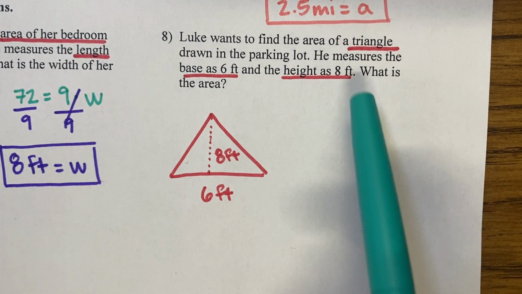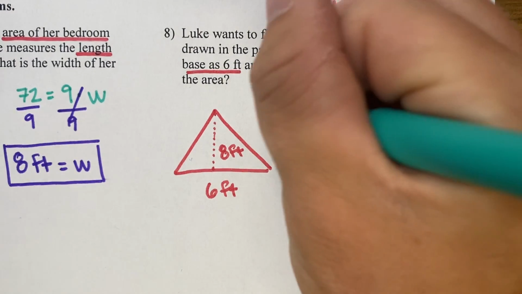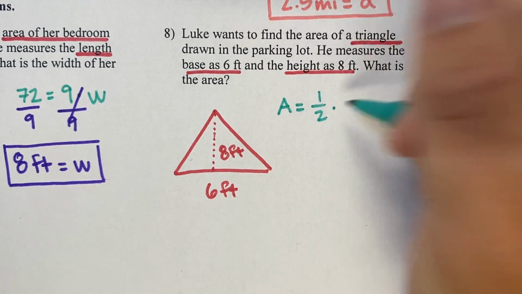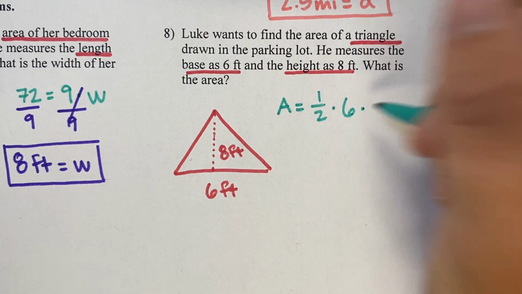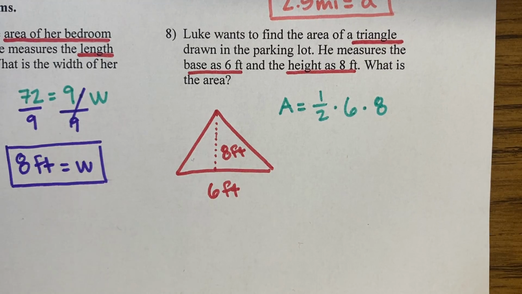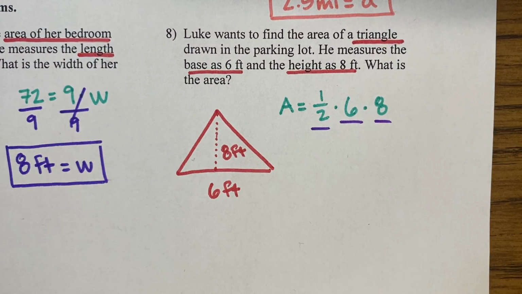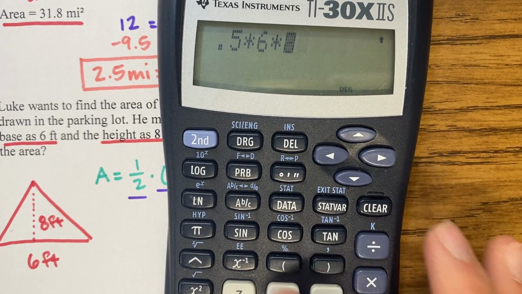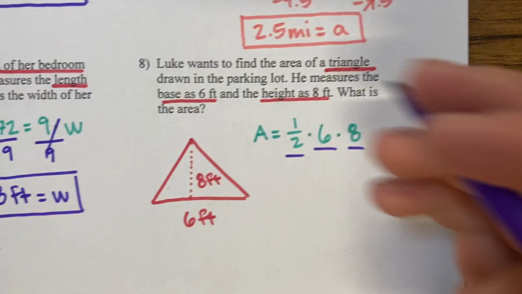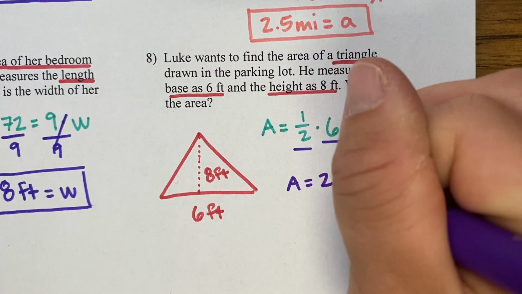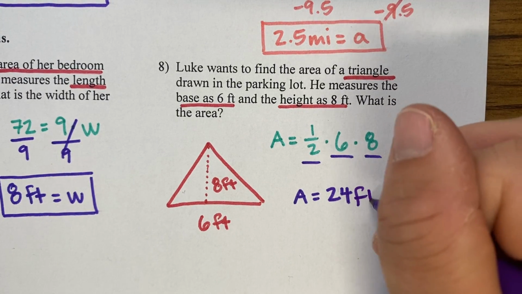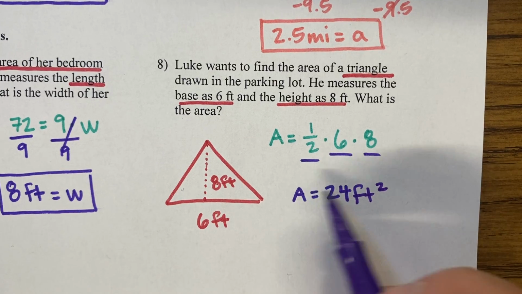Okay, so this time we're trying to find the area. What is the area? So we have area equals 1/2 times my base, which is 6, times my height, which is 8. Okay, well we can go ahead and just plug this into a calculator. So I got 1/2, 0.5 times 6 times 8 equals 24. Okay, what are my units of measurement? We get feet squared. Remember, it is squared because we were finding the area.